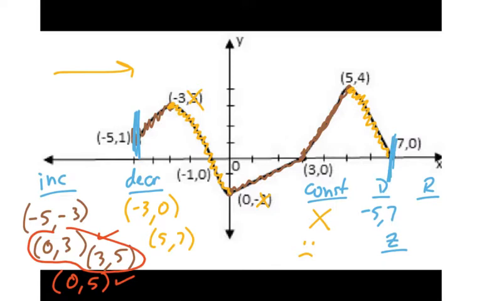And there's no open circles. They are dots. I'll double check. I'll erase my work. Yep, there's a dot, and there's a dot. So I'm going to put a square bracket and a square bracket, because he does touch negative 5, he does touch 7.